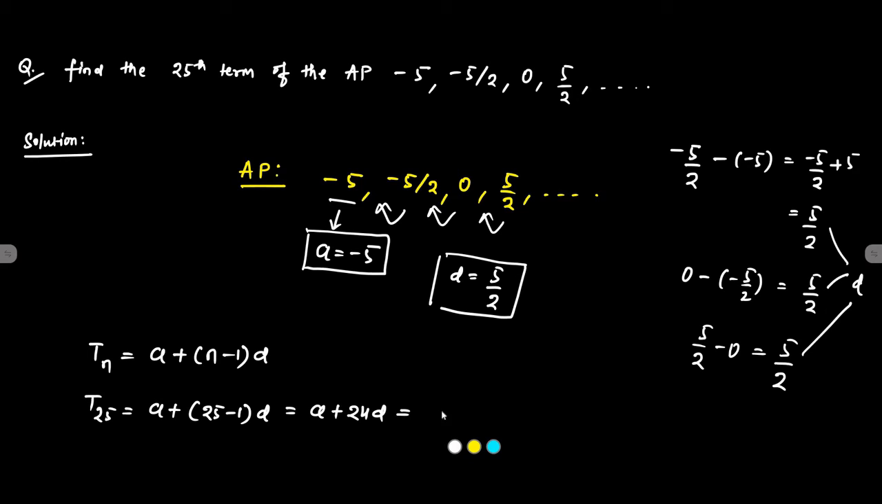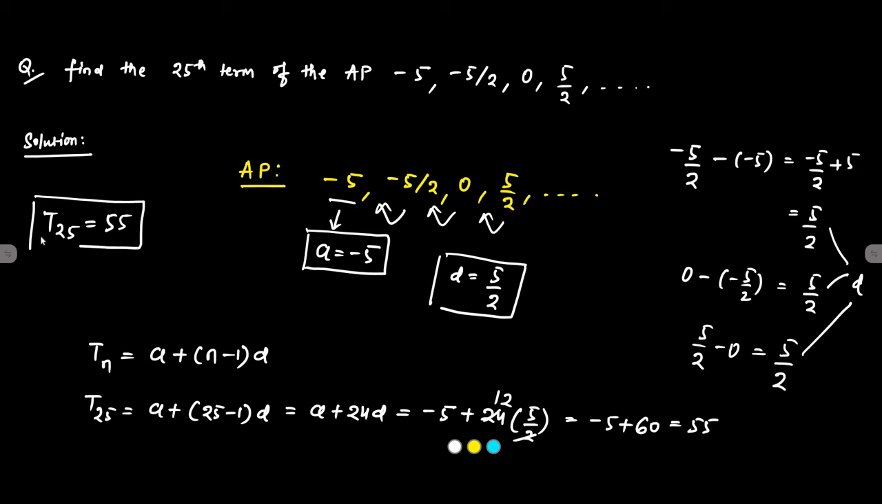So we'll substitute the values: minus 5 plus 24 into 5 by 2. So it is equal to minus 5 plus 60. So it's equal to how much? It is equal to 55. So the 25th term for this arithmetic progression is equal to 55.